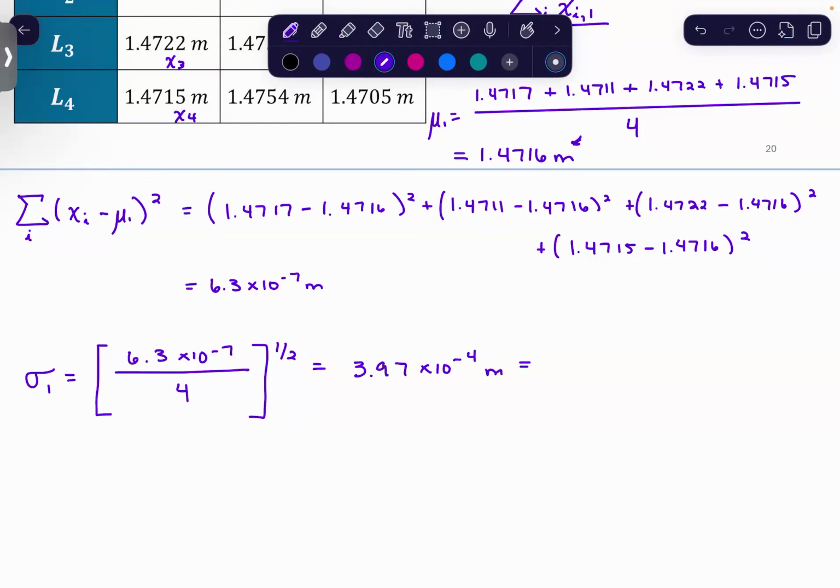You can write this in standardized notation. 10 to the negative 4th is 0.123 zeros, 397 meters. Because you remember your negative 4 is moving the decimal to the right, and that's 1, 2, 3, 4. So I can rewrite it in its standard format. And so I have the standard deviation for student one.